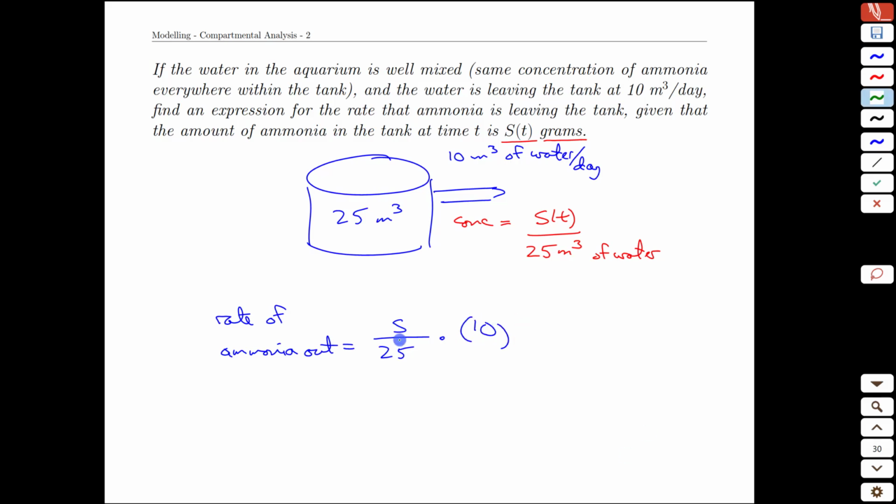Check the units. S is in grams, 25 is in meters cubed of water, and the 10 is cubic meters of water per day. And what do we end up with? We end up with grams per day of ammonia. Perfect. So this is a little trickier than the inflow, but it has a nice structure to it that relates to the inflow. We just need to write things out as concentrations.